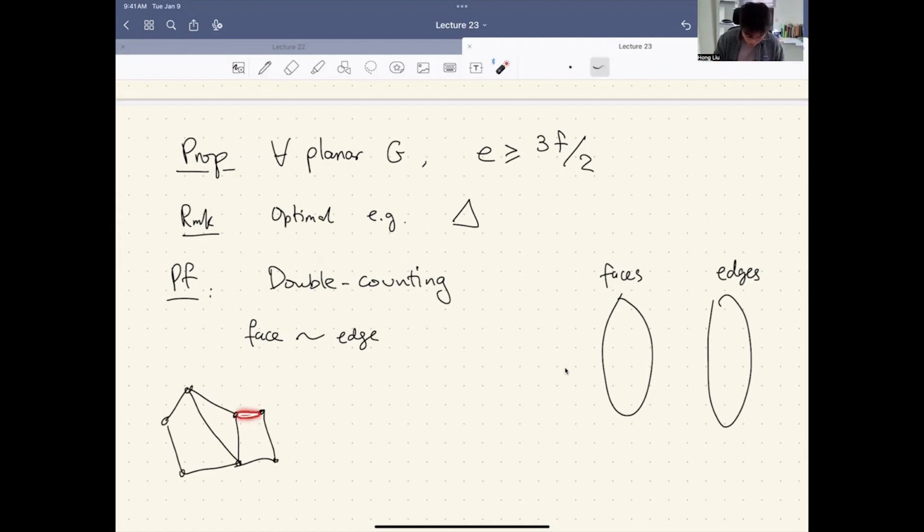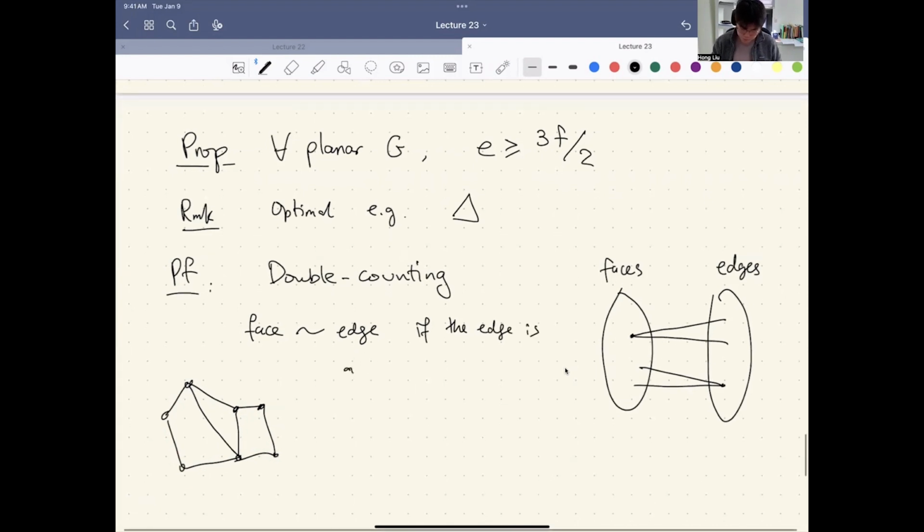So for example, this edge is adjacent to this face, adjacent to the outer face, okay? This is the adjacency. If E is not good, I use E for the number of edges. So what symbol do I have? If the edge is a part of the face. A part of the face.